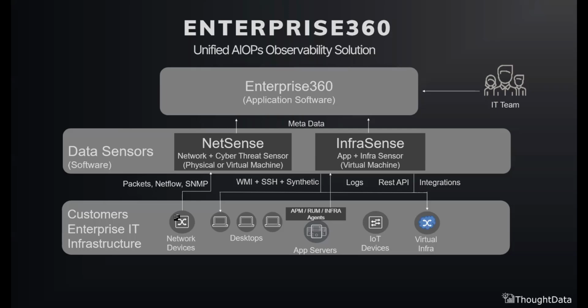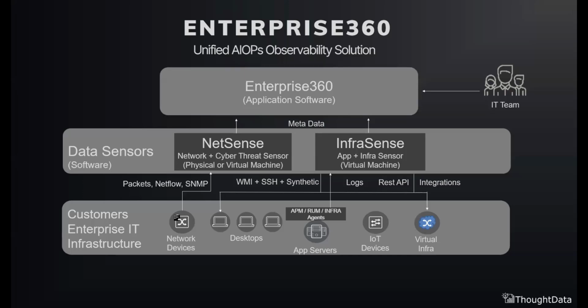are the data sensors. There are two types of data sensors. The first one is called NetSense, and the second one is called InfraSense. NetSense is a network monitoring and cyber threat monitoring sensor, which does real-time data collection across various kinds of networking devices. InfraSense is an infrastructure monitoring sensor and does dedicated application and infrastructure monitoring across various kinds of systems and applications and infrastructure in your IT environment.